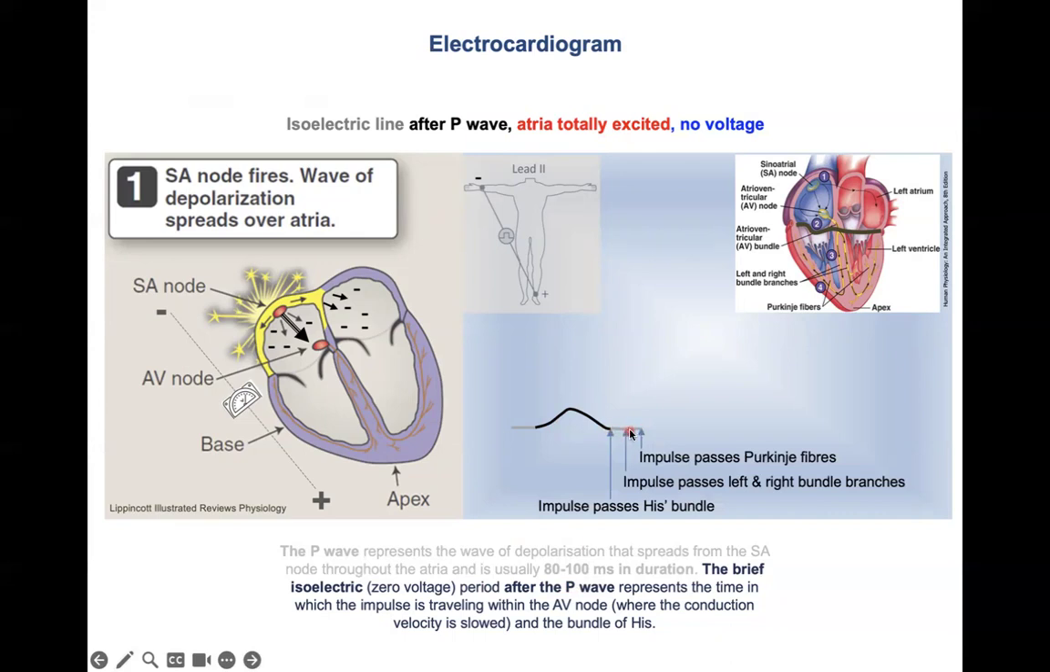No voltage detectable. At this point, we have reached already the AV bundle, the AV node, then down the conduction system of the heart, we reach the His bundle, and then left and right bundle branches, and then Purkinje fibers. We're talking about these regions. These non-contractile cells of the conduction system of the heart like the SA node, produce no signal. Too little mass, too few cells, they produce no signal, hence the flat line.